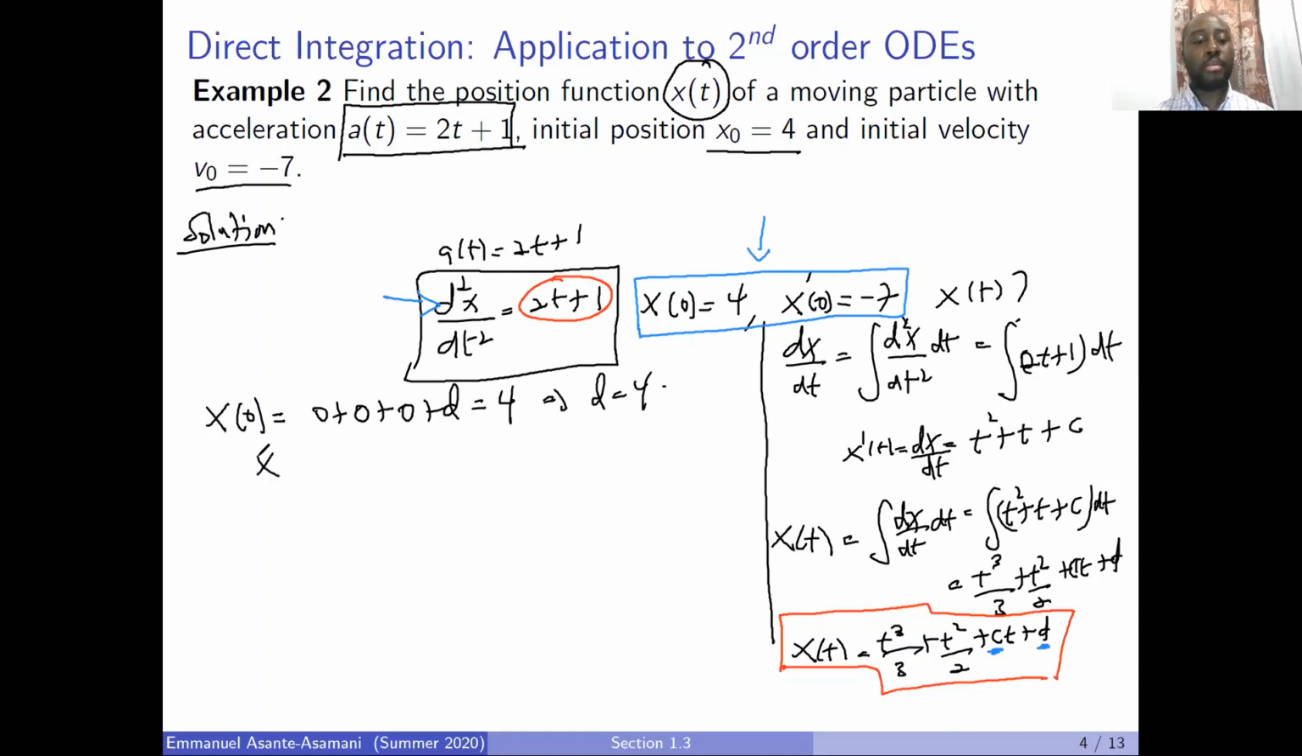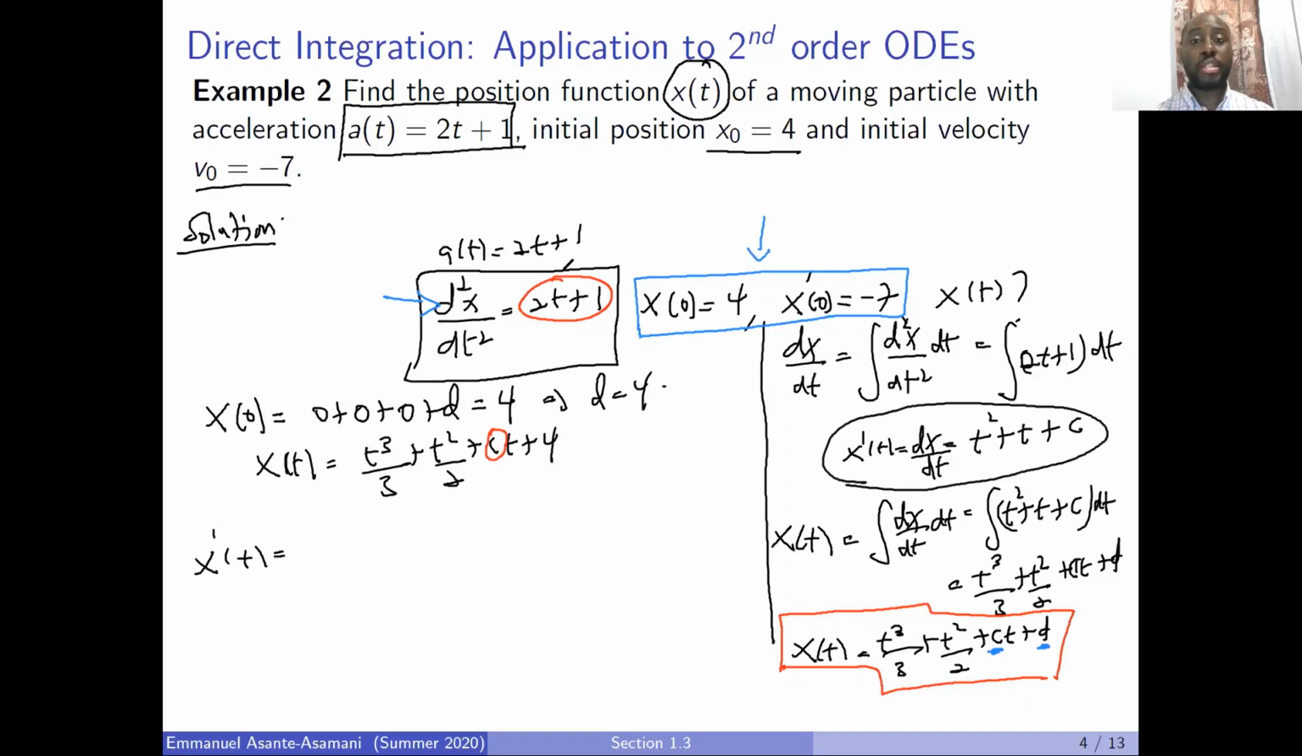Right? And so now my x of t is t cubed over 3 plus t squared over 2 plus ct plus 4. Okay, now that leaves us with 1 constant to determine, which is c, and we're going to apply the condition in terms of the velocity to that. Now x prime of t, we already have x prime of t right here. And so we're going to use that to find c.